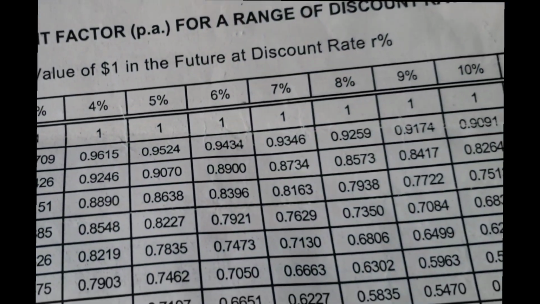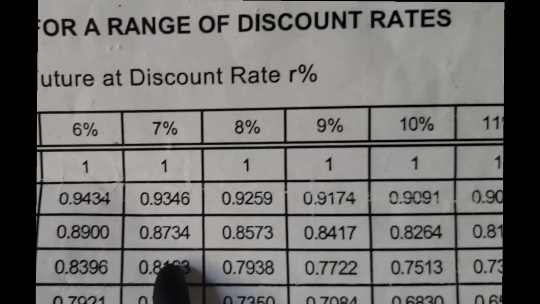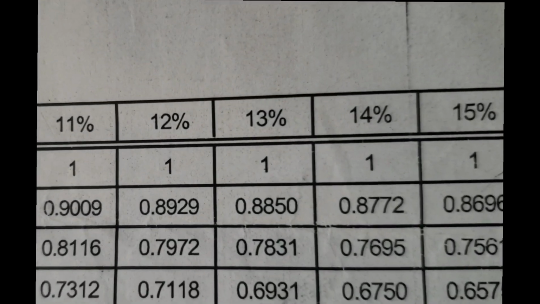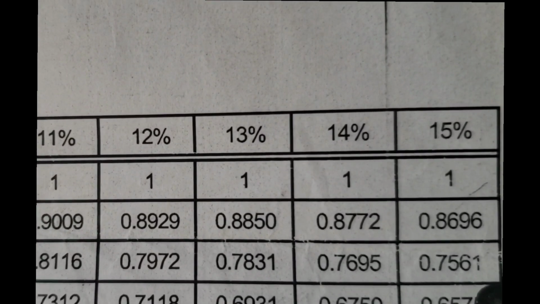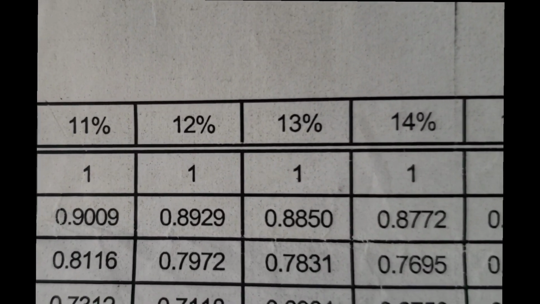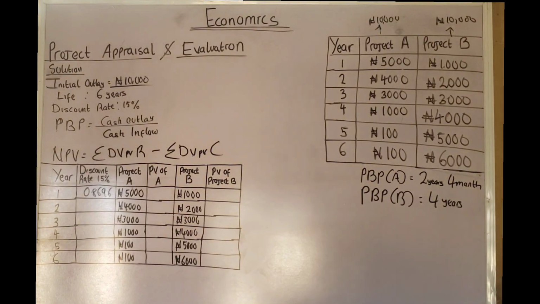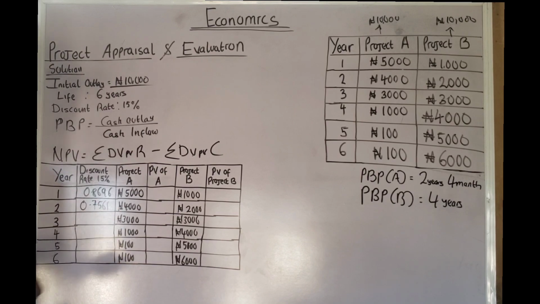Okay, now let's do year 2 also. This is year 2. Let us trace it to 15%. Year 2 under 15% is 0.7561. Please, do you see? Can you see where I point that marker? You can see year 2 under 15% is 0.7561. So what I'm going to have here is 0.7561. Okay, so let's check year 3.